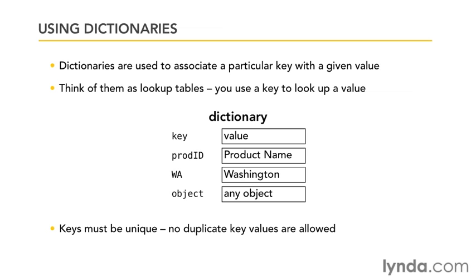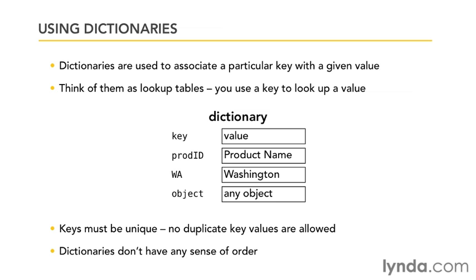Keys have to be unique. You can't have duplicate keys, and dictionaries don't have any sense of order. So unlike other collection classes like stacks or queues or arrays, there's no sense of order here. You simply put in keys, associate them with values, and there's no notion of who's first or who's last.